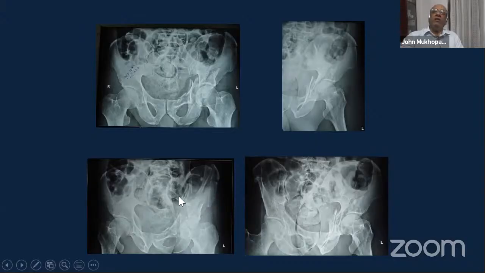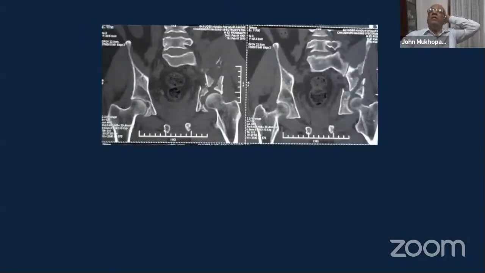It's not very clear on this view because of the gas shadows, but you can see that is the intact part of the iliac bone there. Here's the fracture line going through here, going out here. And this patient had some surgical risk, so we decided to treat him conservatively.